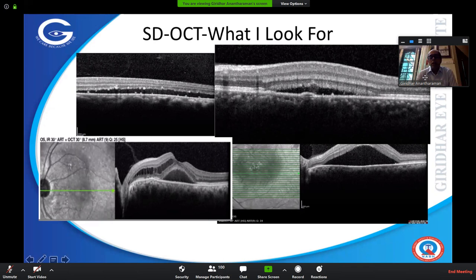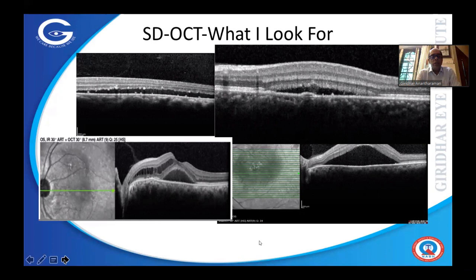Very often in CSCR, the history is not reliable. A patient may give you a history of 2 weeks, but the disease might have been there for a much longer time. And when you do a careful SD-OCT, you can really look into these features and then decide whether it's a very recent disease.